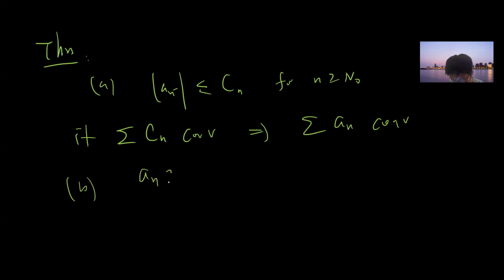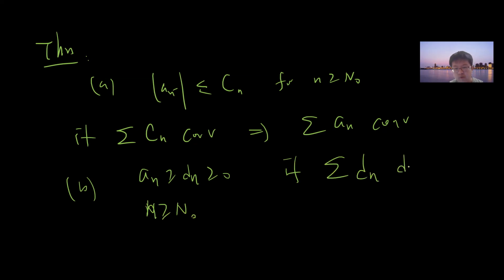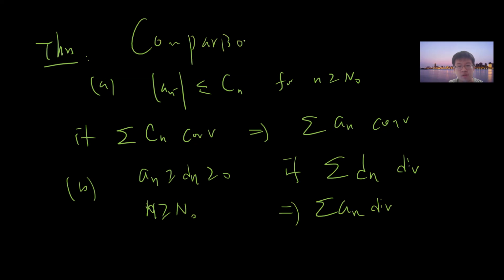Also B: d_n is greater or equal to 0, and let's say for n greater or equal to n0, a_n is greater or equal to d_n. If the sum of d_n diverges, it means this is already so big, so then the sum of a_n diverges. This is also the comparison test. I think this is simple, and your intuition is correct, because these two are very intuitive. The proof is also simple.